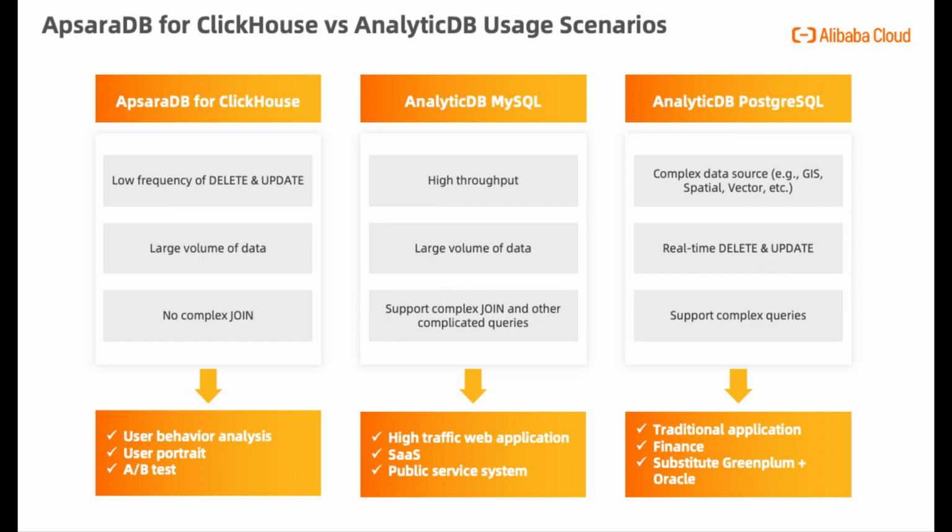The next one is the large volume of data. The three OLAP products can support large volumes of data. However, ClickHouse always requires no complex joins. If you have complex joins, you may want to go with AnalyticDB for MySQL or PostgreSQL. To summarize, the features of ClickHouse make it a perfect fit for user behavior analysis, which doesn't require a high frequency of deletes and updates, and it is also good for user portraits and, of course, A/B tests.